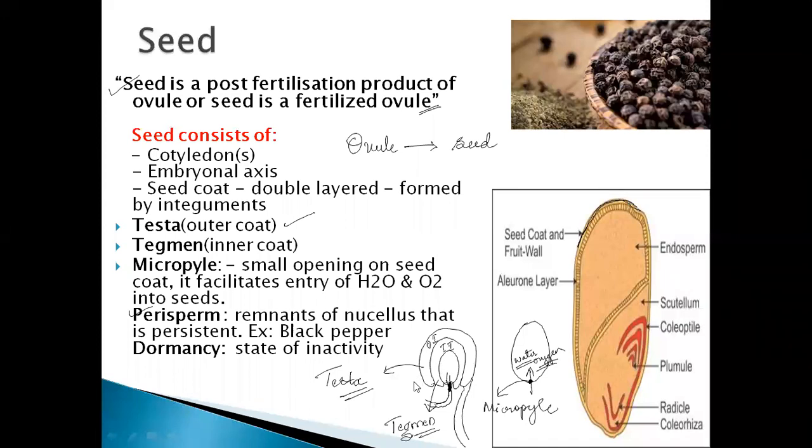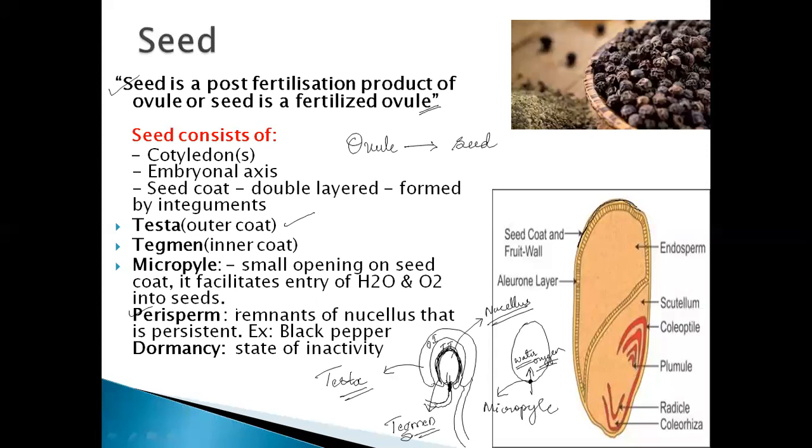See, beside this embryo sac, there are some tissues. Yes or no? The chalazal part and all, there are tissues right here. This tissue is nothing but called nucellus. Now, if the surrounding tissue beside the embryo sac remains in the seed also, then it is called perisperm. Perisperm: remnants of nucellus that is persistent.